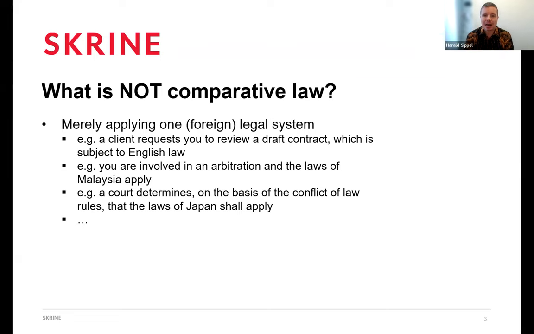Now, I mentioned the conflict of law rules several times, this part here. Could I ask everyone to raise his or her hand if you know what this means? I just want to make sure we're all on the same page. So could you kindly raise your hand if you know what conflict of law rules are? Okay, I see one hand only. Nicholas, thank you so much for raising your hand. Would you mind briefly explaining what that is?